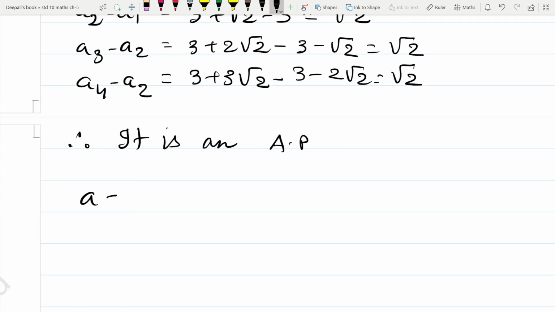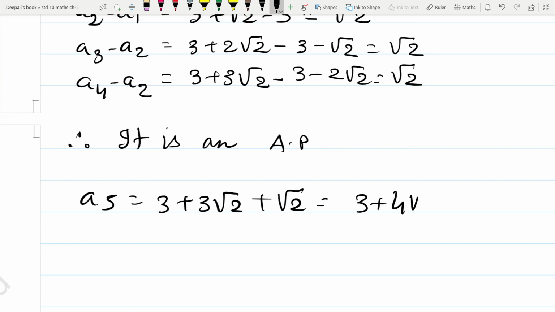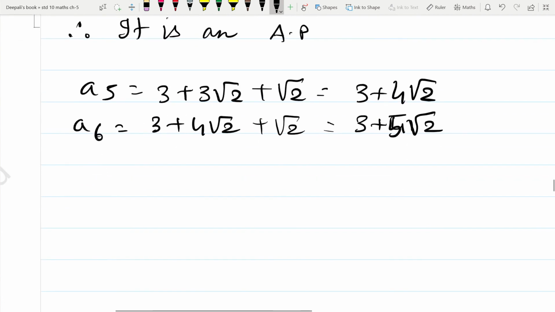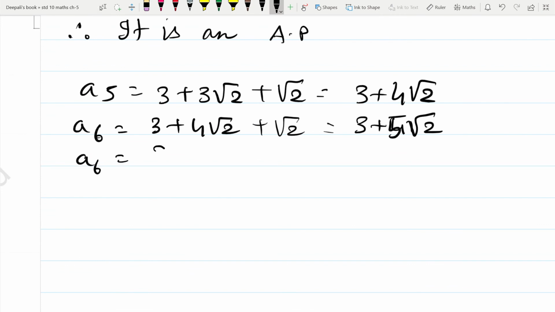Now A5 will be 3 plus 3 root 2 plus root 2 is equal to 3 plus 4 root 2. A6 will be 3 plus 4 root 2 plus root 2 is equal to 3 plus 5 root 2. And A7 will be 3 plus 5 root 2 plus root 2 is equal to 3 plus 6 root 2.